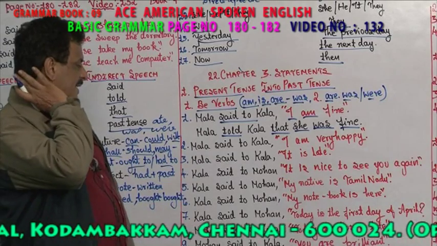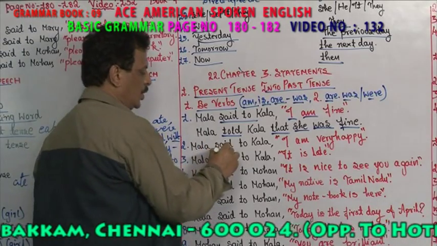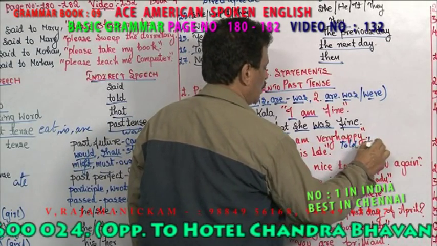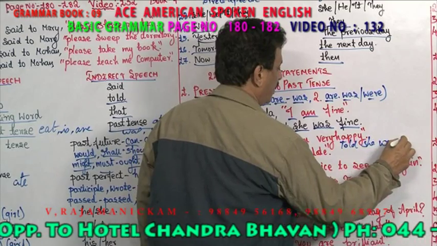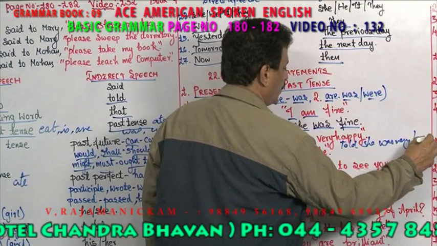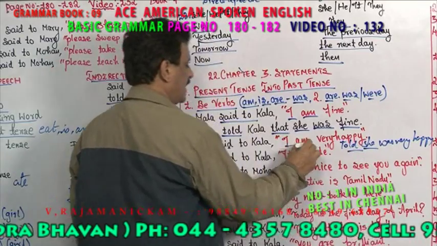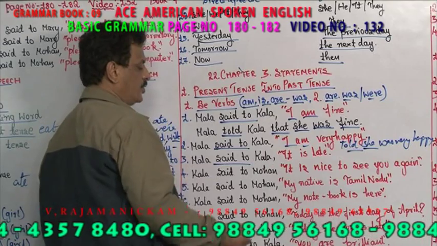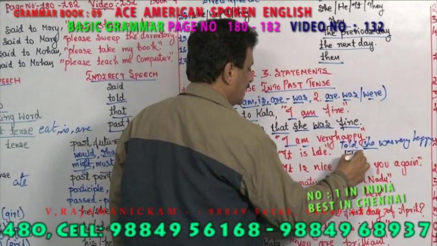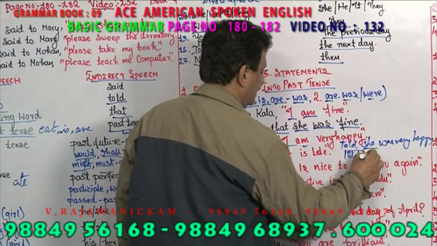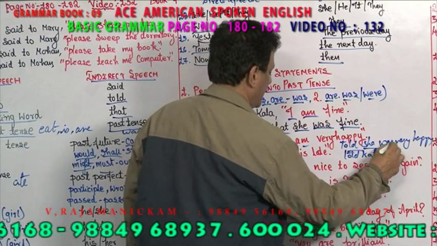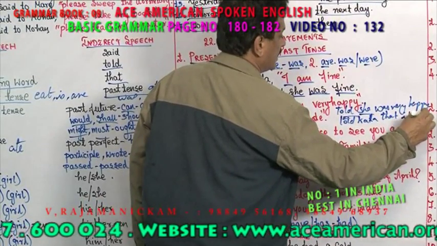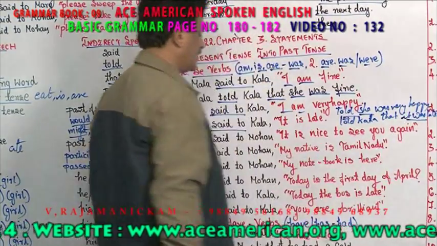So Mala said to Kala, I am very happy. So what is in indirect speech? Mala told Kala. It has to be told. She was very happy, right? Told. So said to changes into told. Mala said to Kala, it is late. So Mala told Kala that it was late. It is late changes into it was late.